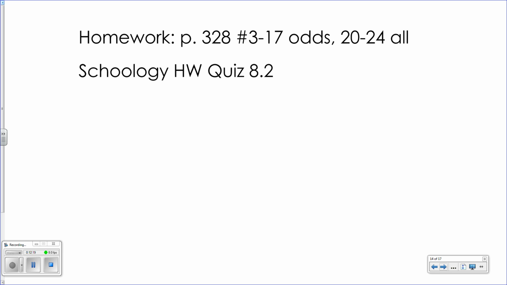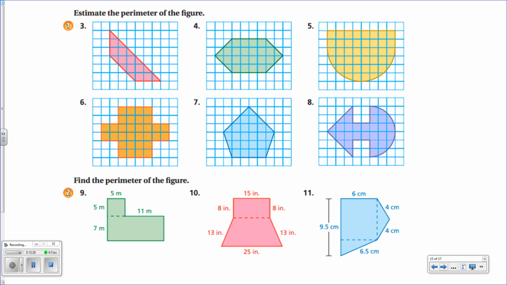Your homework is a worksheet. It's the next page in your note packet. You need to do 3 through 17 odds and 20 through 24 all, and when you're done, do homework quiz 8.2. Now, your homework looks like this, and it should be circled. You just need to do the odds. Here on numbers 3 and 5 and 7, you're estimating. On number 5, you do have a half a circle right here, but you're just estimating, so kind of estimate how many lines it would take to go around it, like that, and you should be fine there.